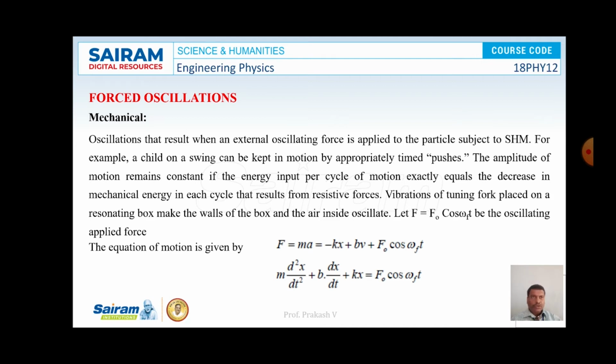So dividing throughout by m, we get d square x by dt square plus r by m into dx by dt plus k by m into x, that is equal to F by m sin pt.